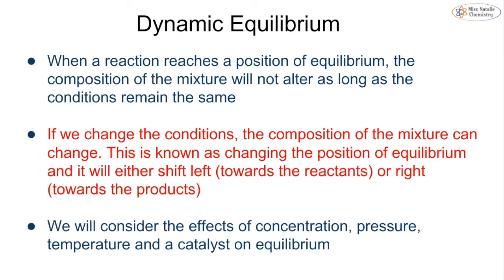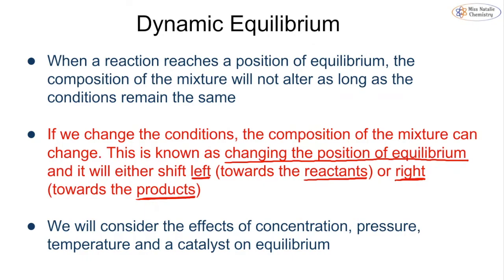Now, when a reaction reaches equilibrium, the composition of the mixture is not going to change as long as the conditions stay the same. This is something that we can take advantage of, and we can actually manipulate the composition of the mixture by changing the conditions. If we change the conditions to change this composition, we call this changing the position of equilibrium. And it's either going to shift left, which means we make more reactants, or it can shift right, which means that we make more products.